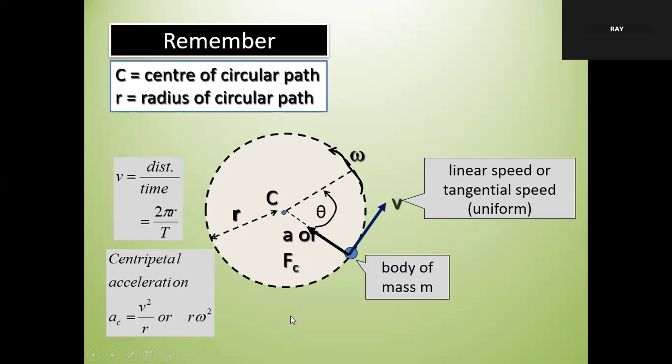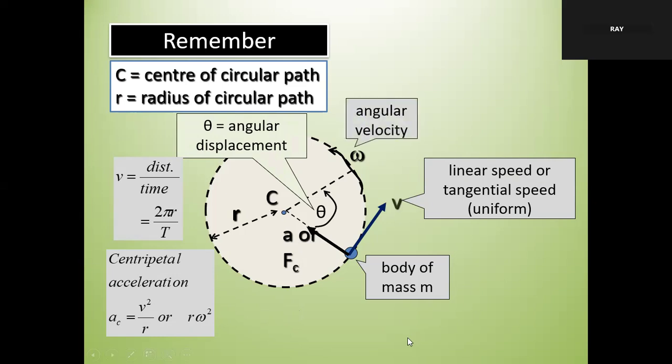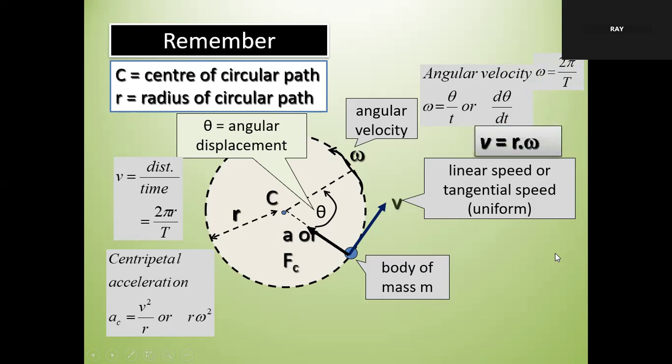And then angle, we don't call it angle, we give it a special name, angular displacement. Right? The term displacement shows that it's a vector quantity, either clockwise or anti-clockwise. Then we got angular velocity. We define it as theta over t or d theta dt. And then if you go one round, theta will be 2 pi radian and T will be the period. Know how you derive it, and know how to use the equation. And then v equals r omega. Know how to use this equation also.